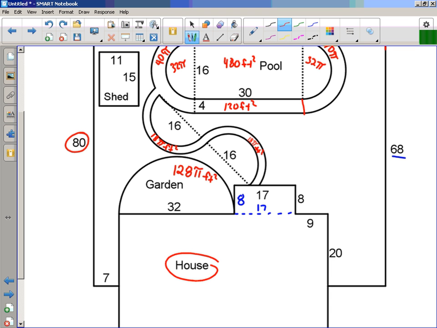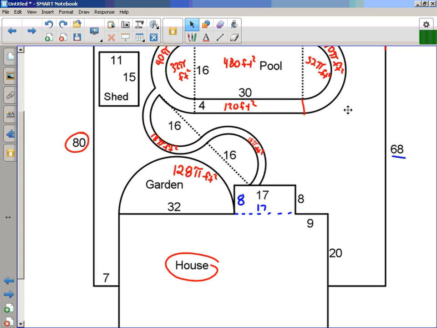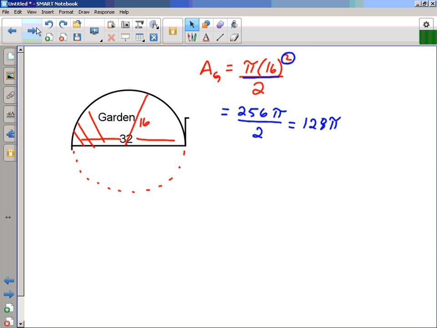What I should have done was not kept such a big tip on my pen so that I could draw nice and fine. I'm going to pause for just a moment, guys. So I was just changing my pen size here. So let's move on. We got the garden.